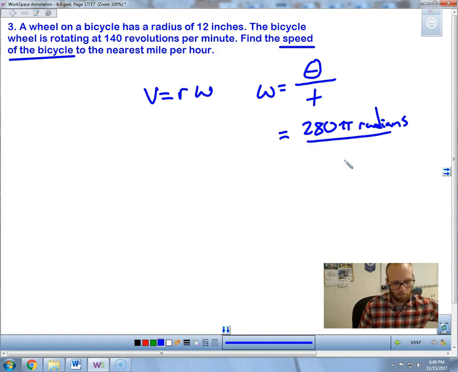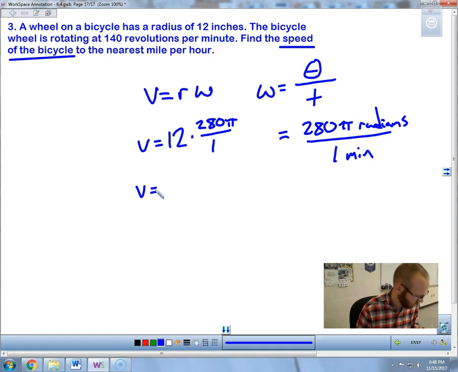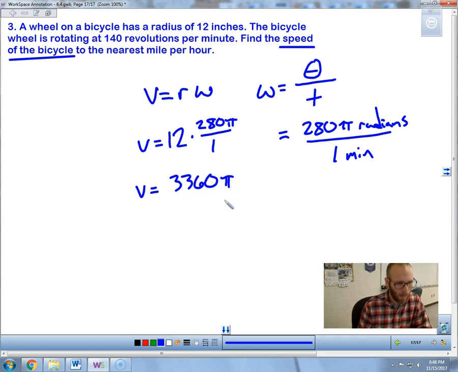Over 1 minute. There's our angular speed. So now to find our linear speed, I'm going to take the radius 12 times the angular speed, 280 pi over 1. And I get 12 times 280, 3360 pi.